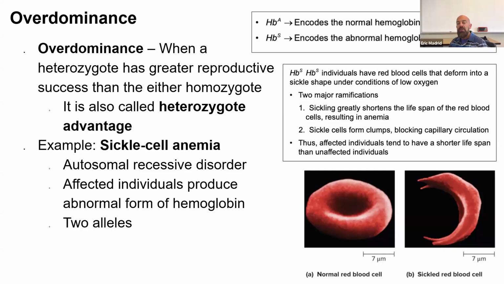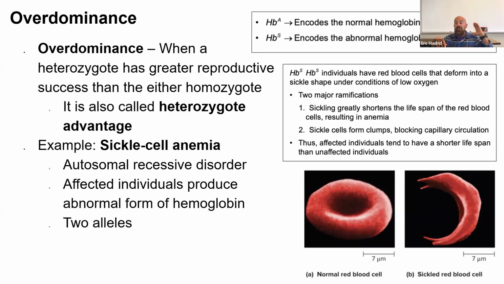Overdominance is when the heterozygous individual has greater reproductive success than either homozygote. And so it's also sometimes called heterozygous advantage. And so this means that for whatever reason, whatever this gene allele combo is, being a heterozygous individual is more adaptive than either of the other two options for homozygosity. So those heterozygous individuals, since they're more adaptive, are probably going to become the most abundant in the population.